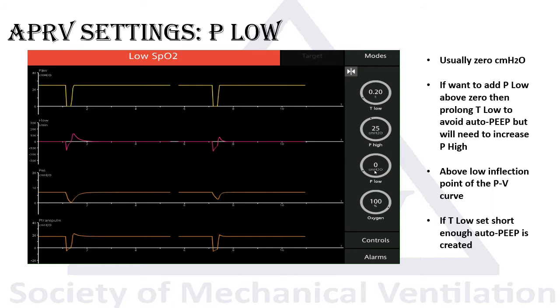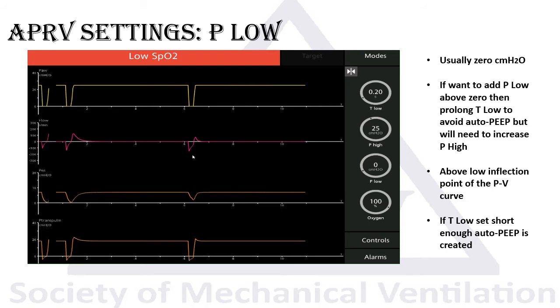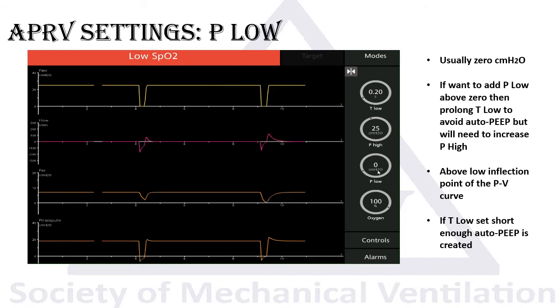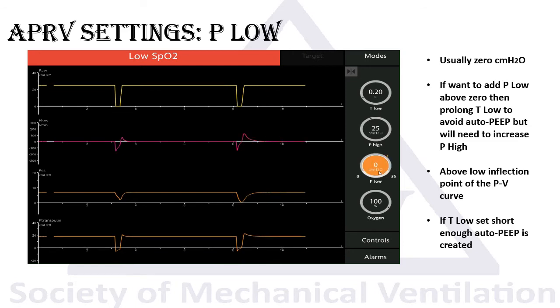I do the same too, and the reason is, as we'll talk in the next slide about the T low, we are intentionally trying to create auto PEEP, and if you add P low, the difference, which is the driving pressure between the P high and the P low, will be shortened, and it might affect the release volume. So setting it at P low of zero and depending on creating auto PEEP might actually make more sense. Some people don't like that, and they add their own P low or PEEP.